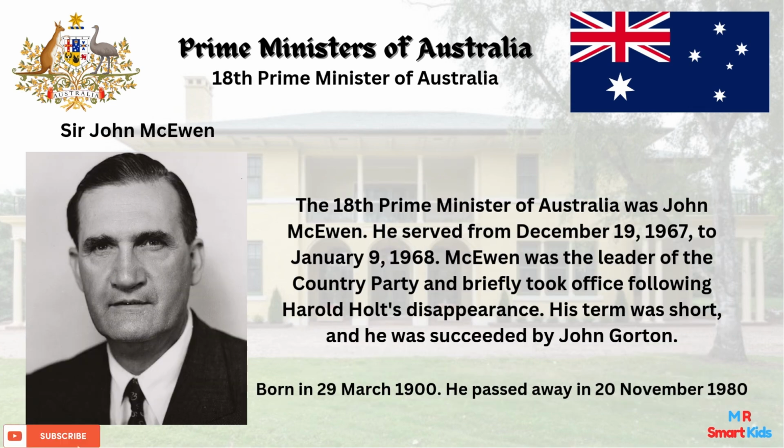The 18th Prime Minister of Australia was John McEwen. He served from December 19, 1967, to January 9, 1968. McEwen was the leader of the Country Party and briefly took office following Harold Holt's disappearance. His term was short, and he was succeeded by John Gorton. He was born on March 29, 1900. He passed away on November 20, 1980.